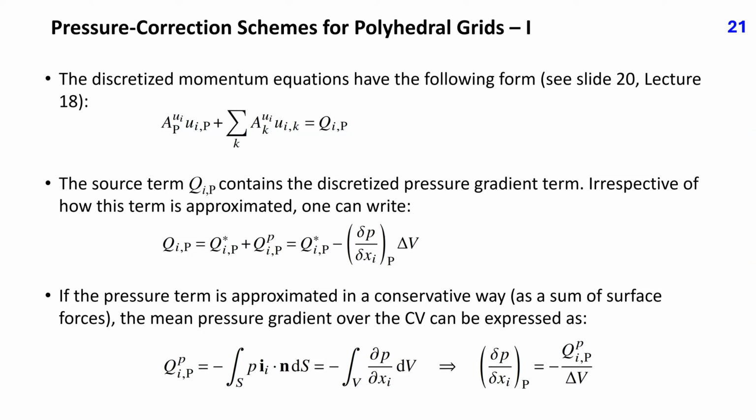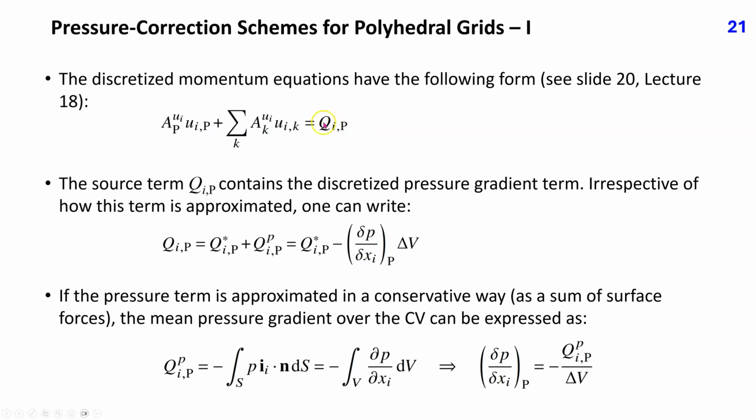The discretized momentum equations have the following form. See slide 20 of lecture 18. The central coefficient A_P, that is the coefficient on the main diagonal of the coefficient matrix, times the velocity at the cell center, plus coefficients multiplying velocities at immediate neighbor cell centers, sharing the face k with the cell around node P, equals the source term Q_P^i.